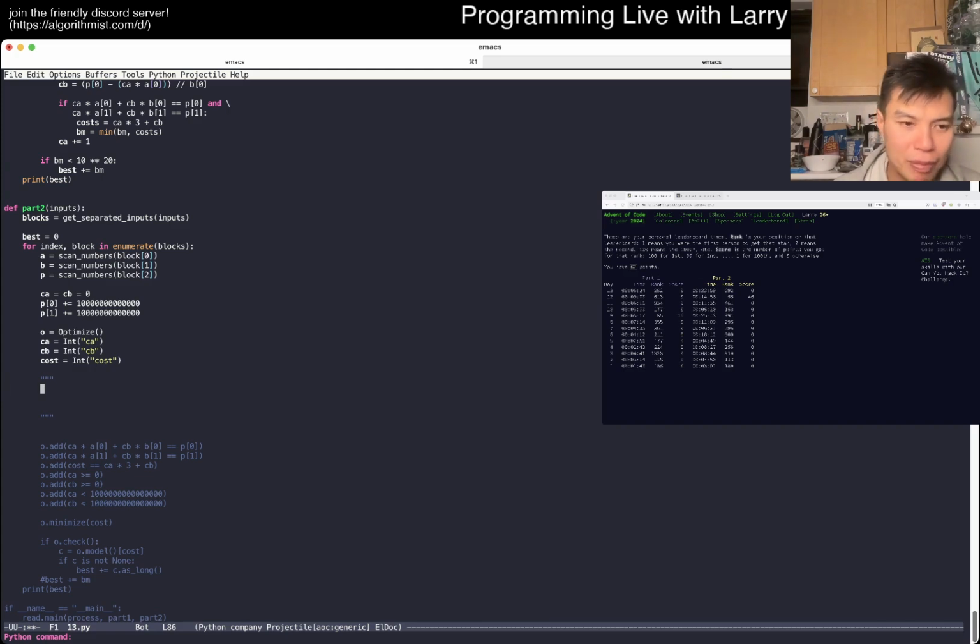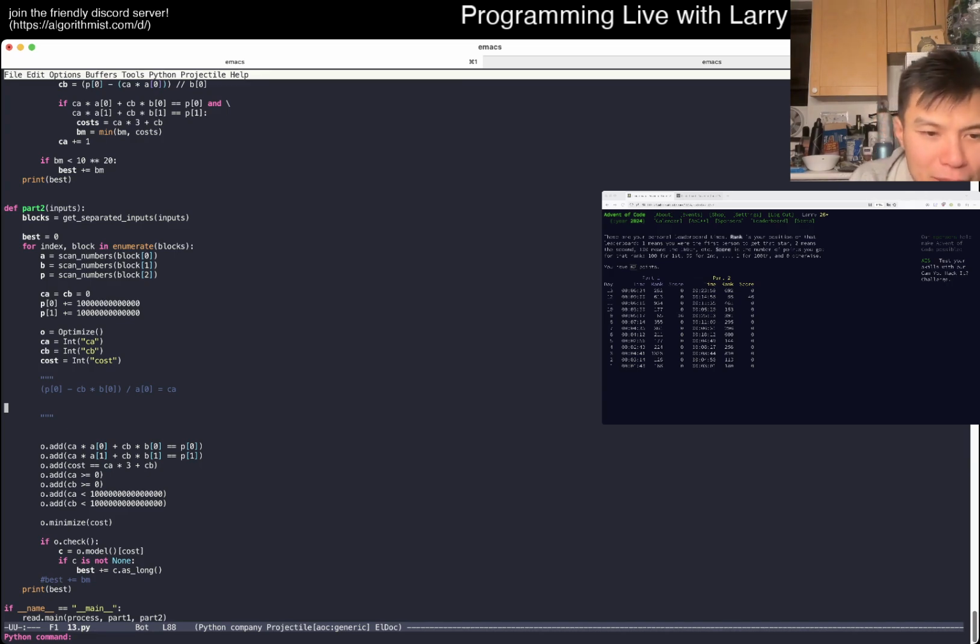This is a solver thing. My algebra is actually kind of terrible. So P sub 0, V minus CB times is equal to CA, so then you divide it by A sub 0, right? So then now this is CA. But we also don't know CB, right? Yeah, I don't know how to do this one. I mean, all these are numbers though, so we can actually plug it in. What happens when we plug it in?